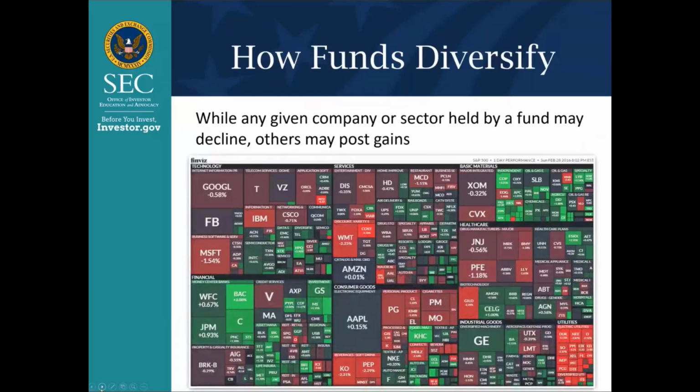The way funds diversify is by holding many different stocks, bonds, or other securities. Diversification helps investors because if one company or sector experiences a decline in value, others may post gains. This graphic shows the S&P 500 stocks over a single day, and is merely an example of holdings that a hypothetical fund tracking the S&P 500 index might have. If industrial stocks in the lower right hand have a down day, perhaps gains in your tech stocks and financial stocks on the left side will insulate your overall portfolio. That's the theory of diversification.